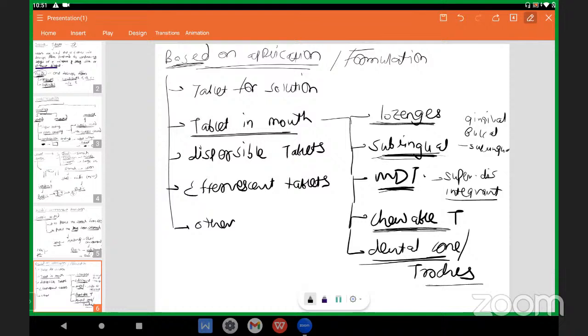Then lozenges. Okay, and then other में there are two subcategories or two examples under the other. That is, first one is vaginal tablets and second one is implantation tablets. Okay, so yeah, based on the application, we are classifying our tablet categories into the 5 main classes.